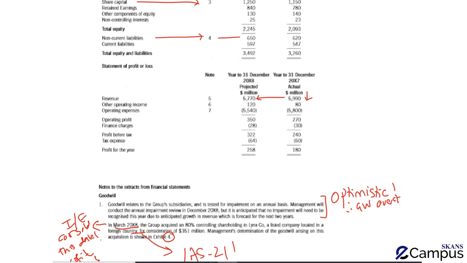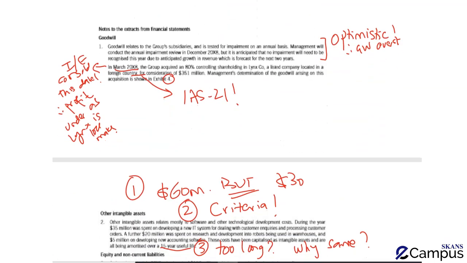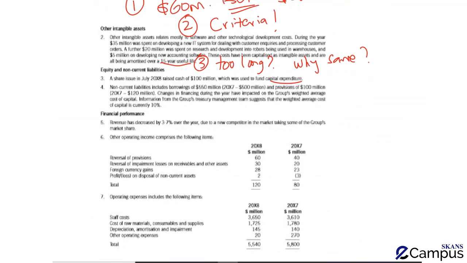Non-current liabilities from 620 to 650, note number 4. Okay, let's go over here. Non-current liabilities include borrowings of 550, which were 500 last year. So my borrowings have gone up by 50, and provisions of 100 million. Changes in financing during the year have impacted the weighted average cost of capital, which is currently 10%. I already knew that because I'd done the comparison when I first read the information.